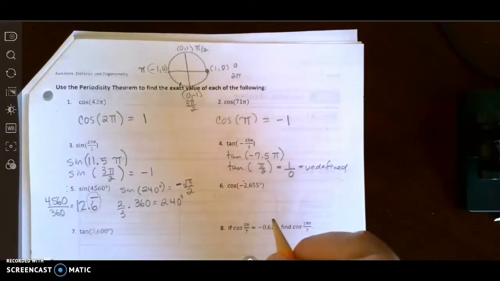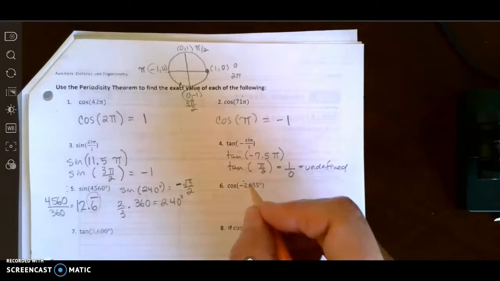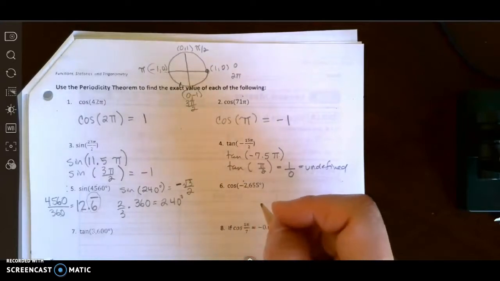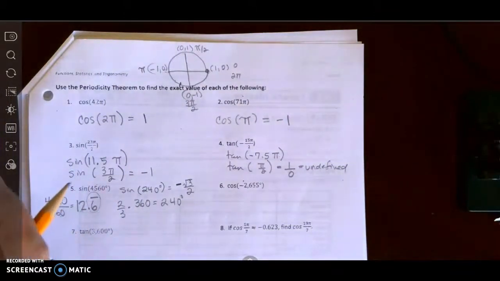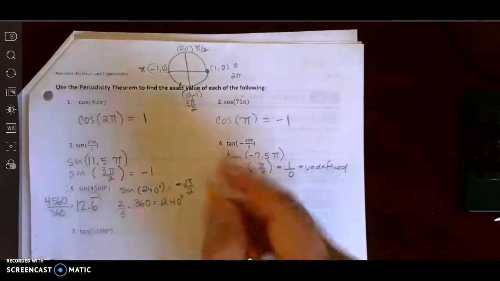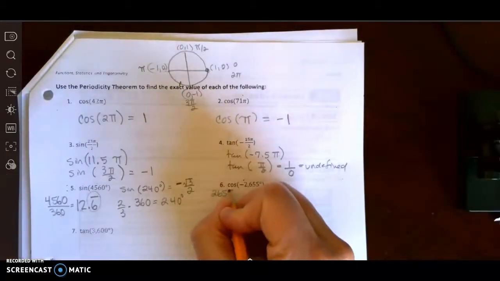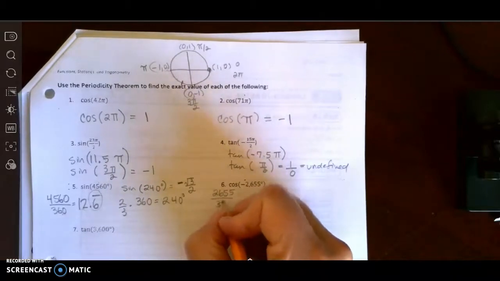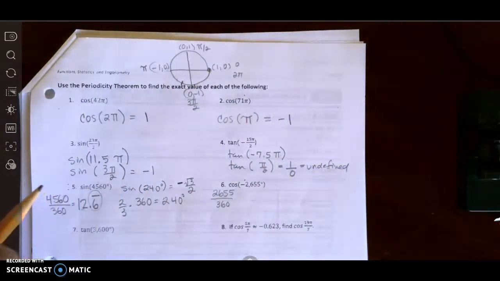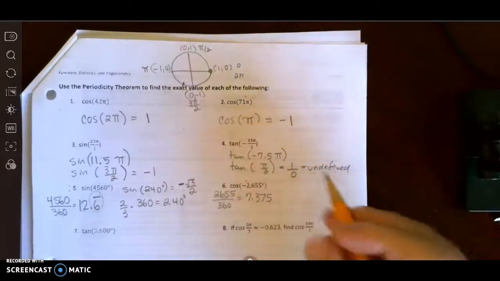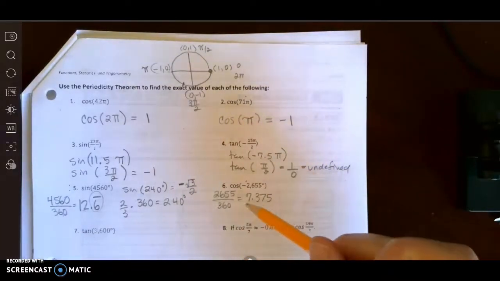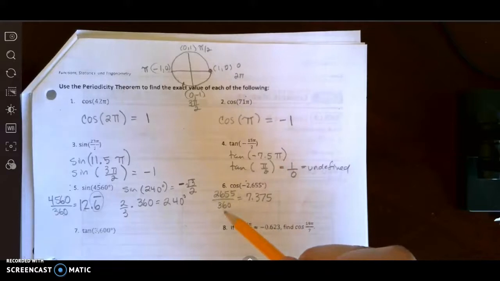All right, number 6. Cosine of -2,655. Well, let's see how many 360s go in 2,655. So I'm first taking 2,655 and dividing by 360. And I get 7.375. Again, this is 7 full revolutions because I divided by 360.